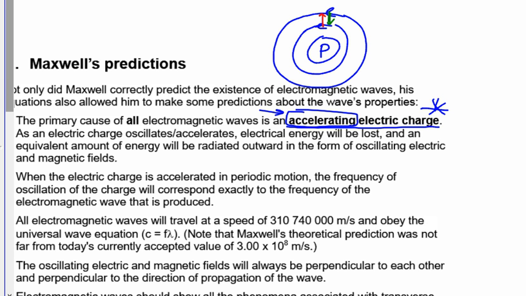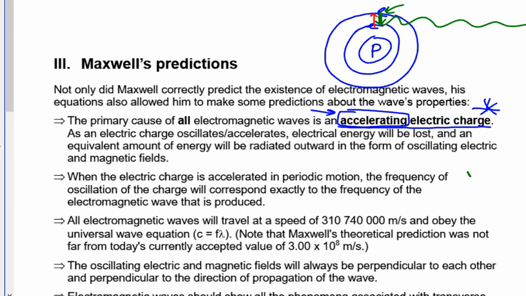That energy, that accelerating electric charge, is what starts our electromagnetic wave, which is just that series of electric field, magnetic field, right? It's that process of the electron jumping down from one energy level to the next. So that's what our first point is talking about, if you wanted a bit more explanation. As an electric charge oscillates or accelerates, electrical energy will be lost, so energy is lost when that electron jumps back down, and an equivalent amount of energy will be radiated outward. The energy radiated outward is the same as the energy lost due to that electron jumping back down. Okay, so that's all that means.